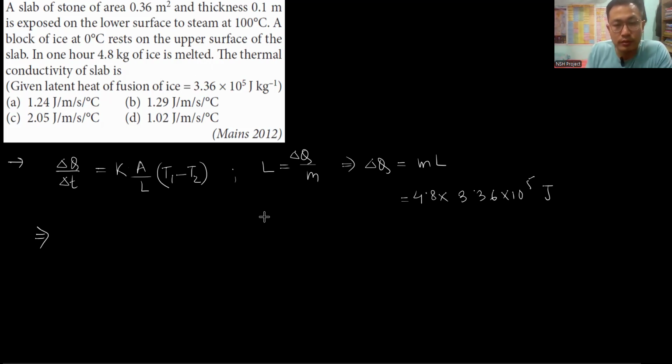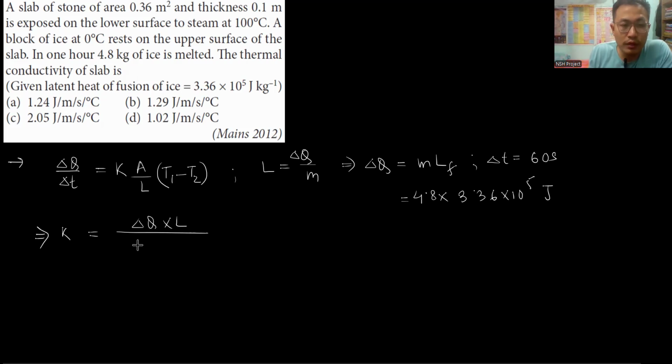And time, delta t, is equal to 60 seconds, that is 1 hour. Everything is given, so now we find K. K is delta Q into L. Here L is the latent heat of fusion or vaporization? The ice is melting, so it is fusion, Lf.